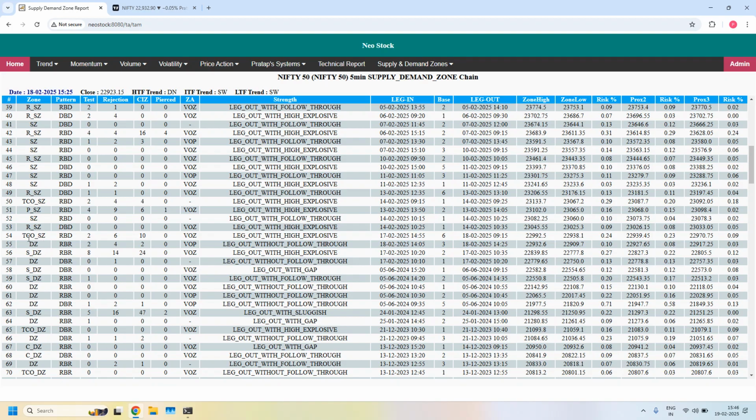First of all, what is this high liquidity zone? The serial number 56. This has zone achievement, a violated opposing zone, and a leg out with a high explosive candle. All these are favorables.